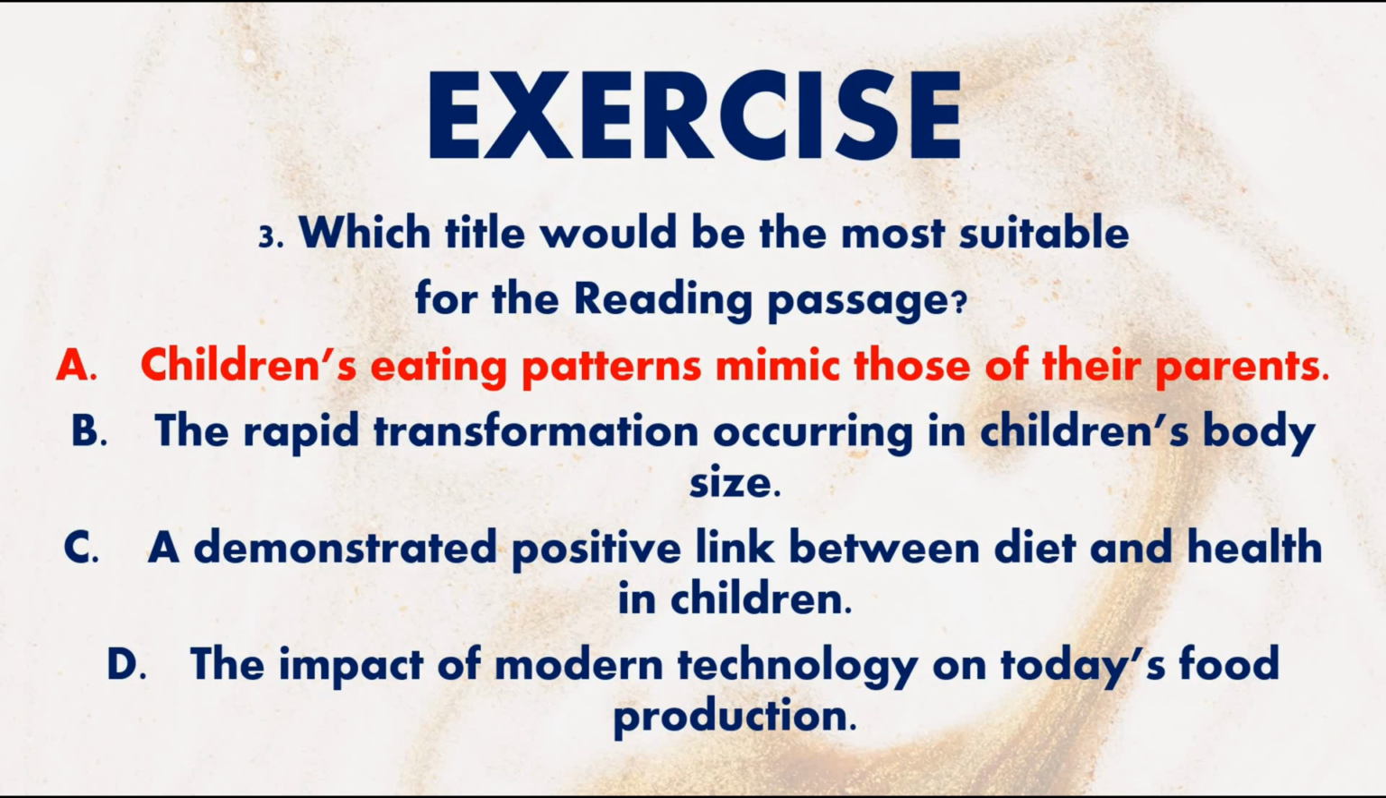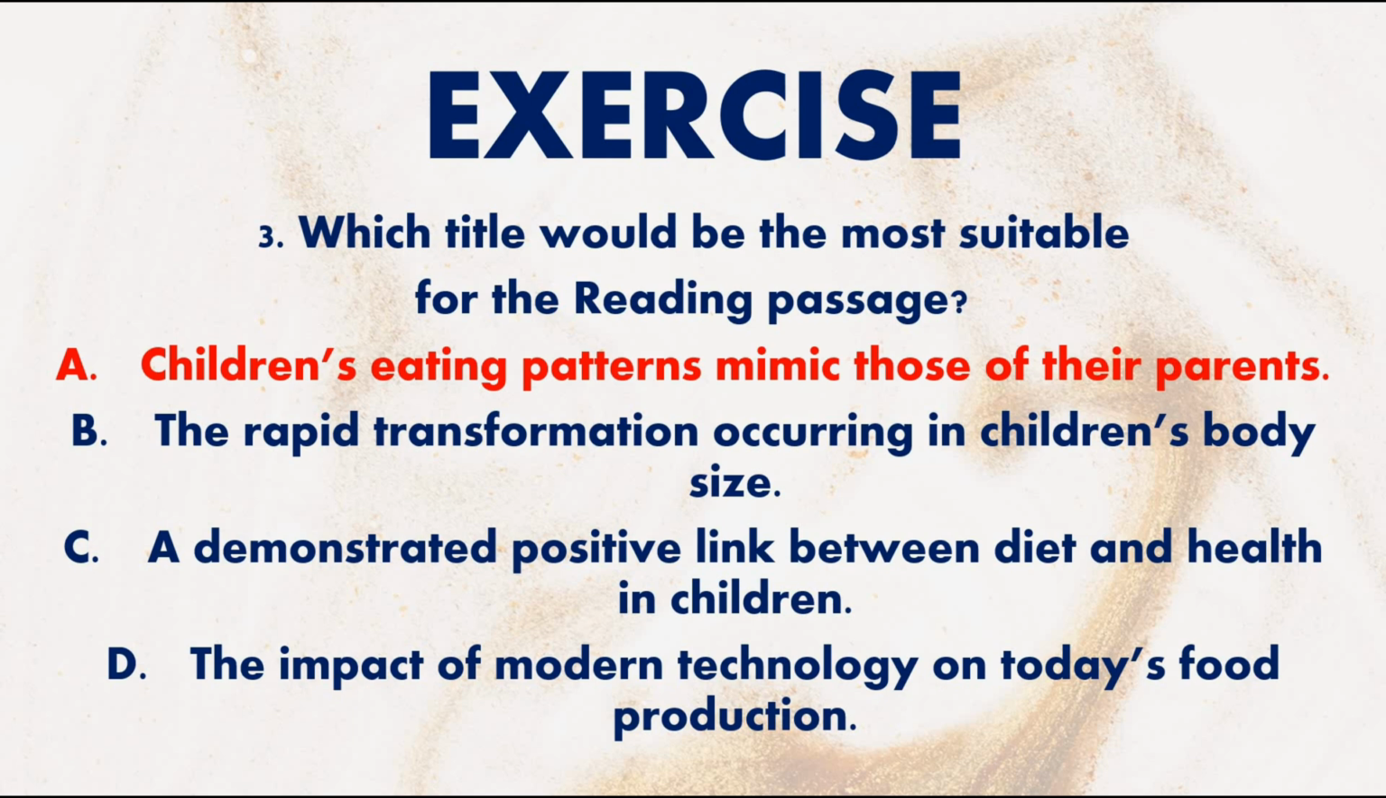So let's go to number 3. Which title would be the most suitable for the reading passage? And you've got 4 options. We have letter A, children's eating patterns mimic those of their parents. B, the rapid transformation occurring in children's body size. C, a demonstrated positive link between diet and health in children. And D, the impact of modern technology on today's food production.